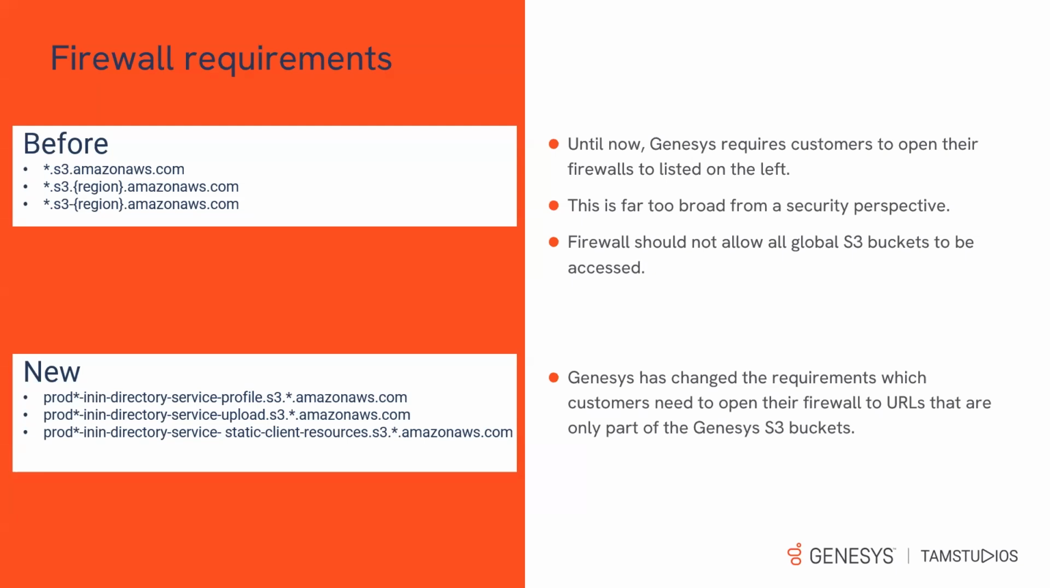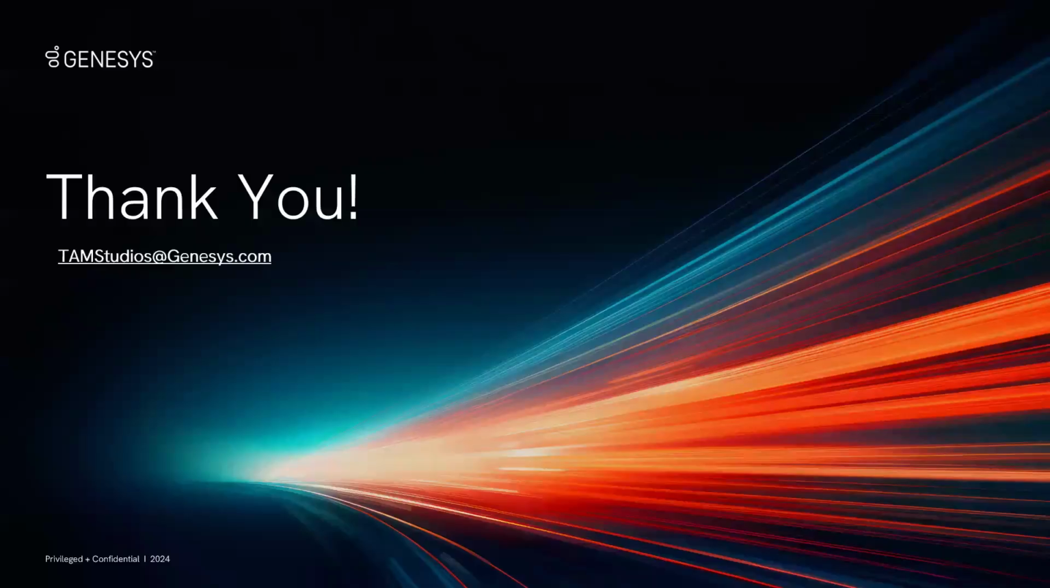So, Genesis has changed the requirements for which URLs customers need to open in their firewalls. It is now possible to allow access only to the Genesis S3 bucket by specifying a subdomain instead of an asterisk.